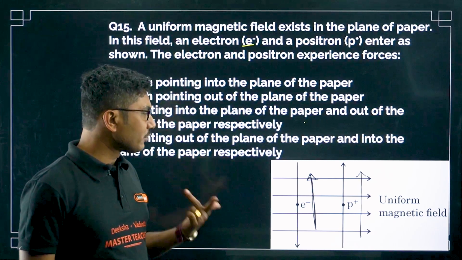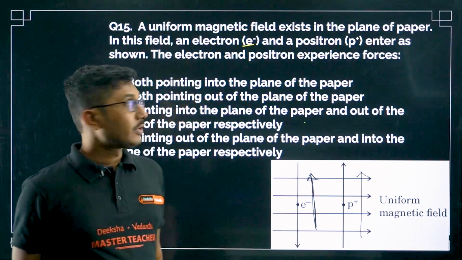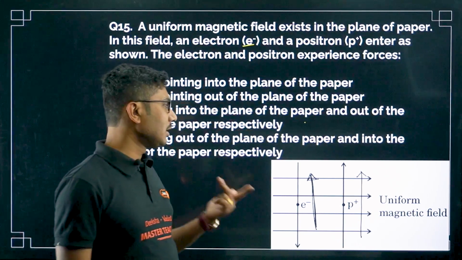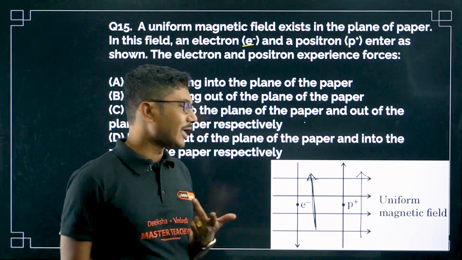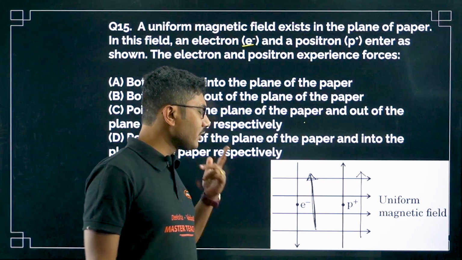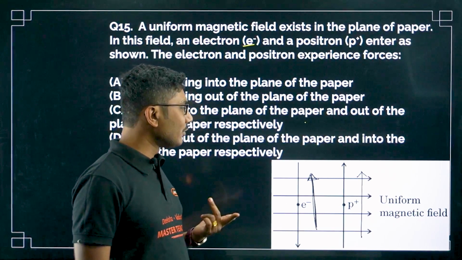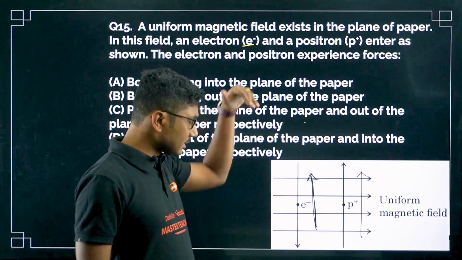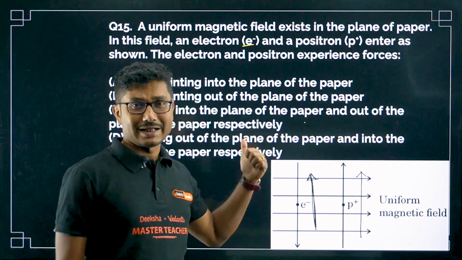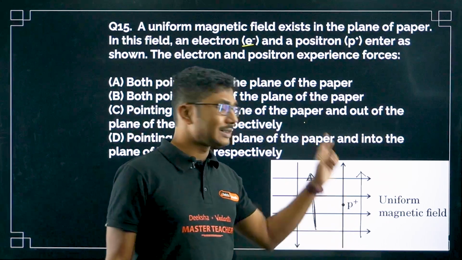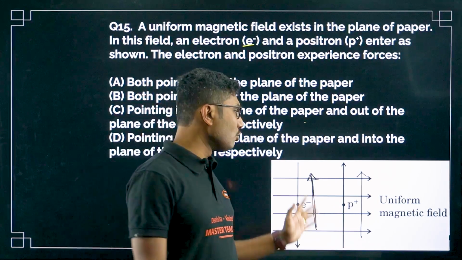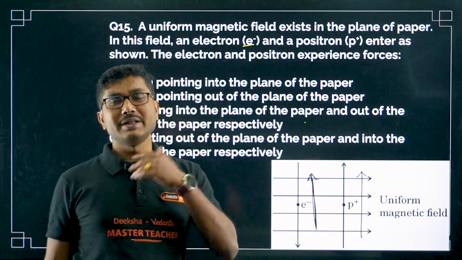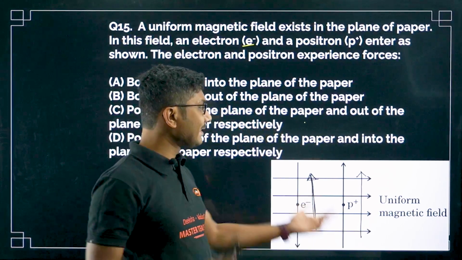Now you have to apply your left hand rule, Fleming's left hand rule, to find the direction of the force acting on the electron. Based on that you can find the force acting on the moving charges. First of all, you have to convert this into the motion of current. You have to understand that electron flow means current is in this direction. Now as you can see, the current is in the same direction in both cases, so the force on both charges will be in the same direction.